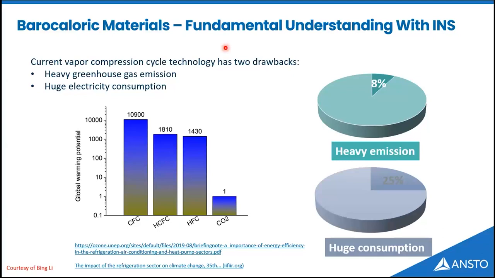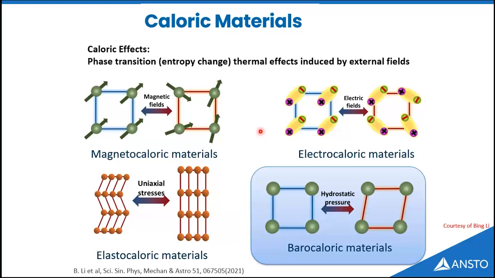As you all know, the current vapor pressure cycle technology for cooling or heating has very big drawbacks. For example, it contributes heavily to greenhouse gas emissions, about 80% of the contribution from our current cooling technology. It also consumes a huge amount of electricity, about 25%. So people have been actively studying alternatives to minimize all these effects.